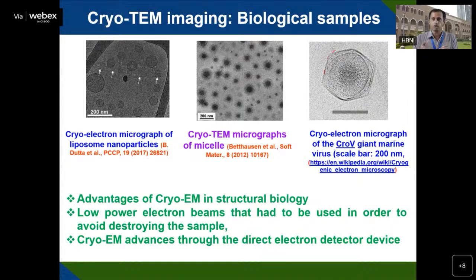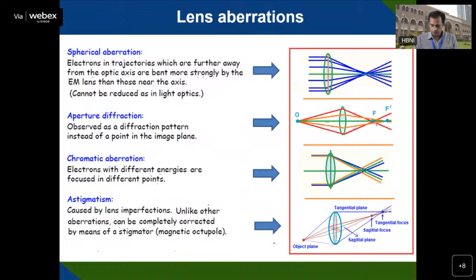To show this structure, you have to freeze the sample at very low temperature, using liquid methane or liquid nitrogen. You have to freeze the structure, and then you will be able to see the bilayer structure. You can see the bilayer structure of the liposome or a virus using the cryo-TEM. So in the case of this cryo imaging, I'll take another 10 minutes to complete today's class.